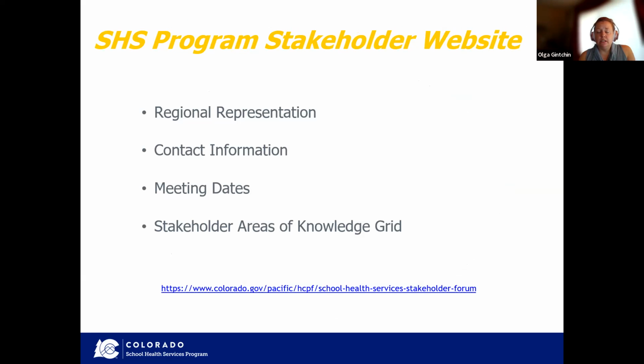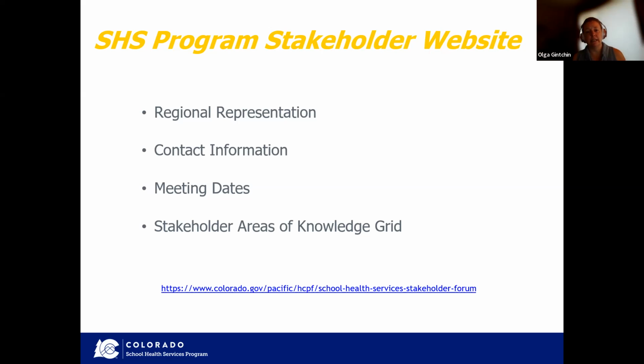We have updated the stakeholder website, like I mentioned. So stakeholders are organized by region. We have their contact information out there and meeting dates. We also have what's called a stakeholder areas of knowledge grid. That is all of the main areas, the main categories in the program. And all of our stakeholders have identified where they have a strong knowledge in that program area. So I think that's a really useful tool.